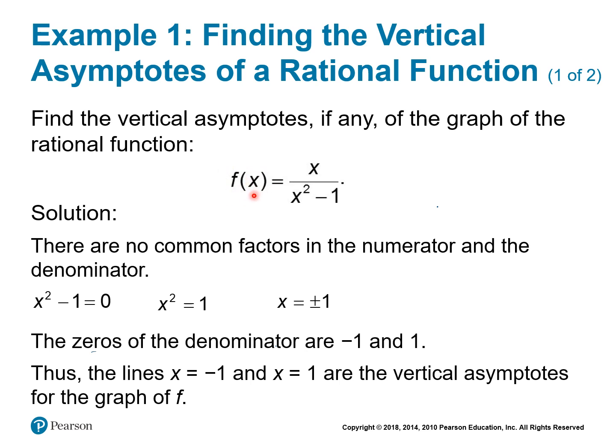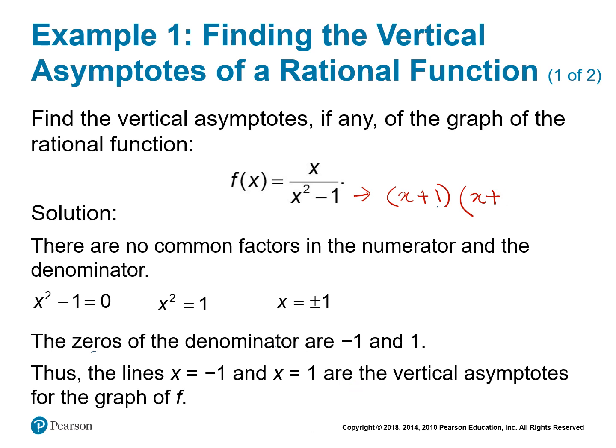Let's go through this example of finding the vertical asymptotes. The function given to us is f of x equals x divided by x squared minus 1. So what is the first step we must do? We have to make sure that there are no common factors between the numerator and the denominator. Now we cannot factor the numerator, it's only x. For the denominator, yes, we can factor x squared minus 1 and write it as x plus 1 and x minus 1, because x squared minus 1 is the difference of squares, right?